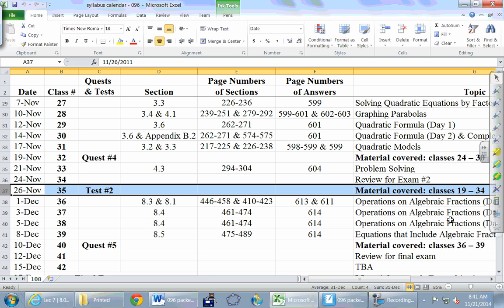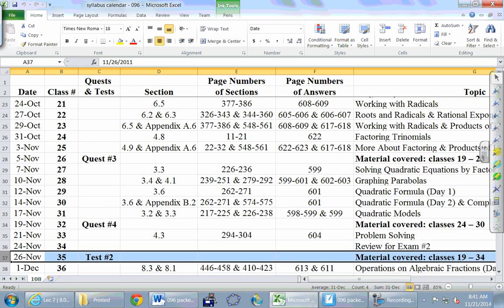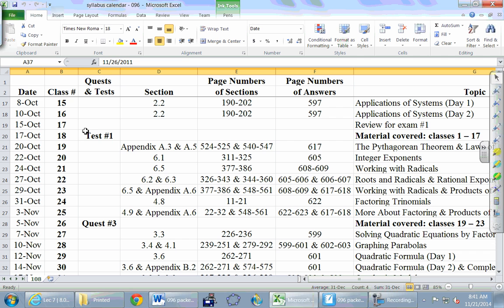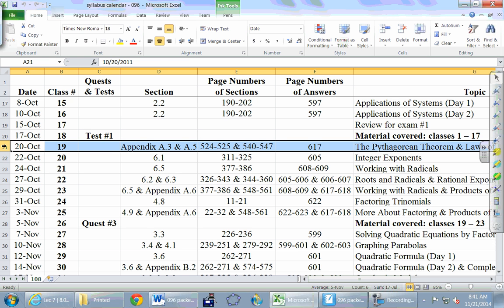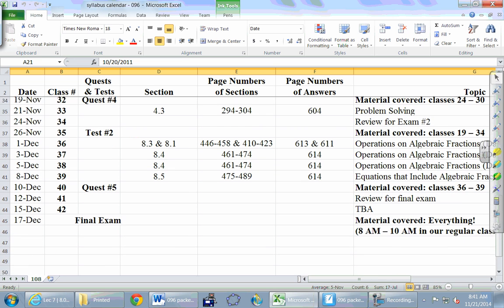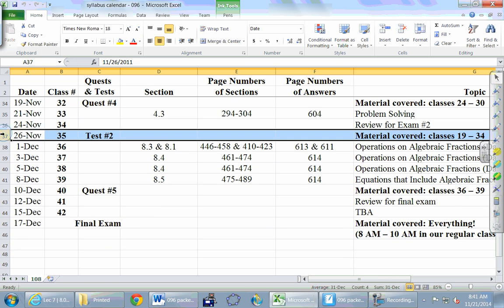So the test itself is on sections. The test is on classes 19 to 34, which means it is a lot more comprehensive than any of the quests. So class 19 is all the way back here. October 20th was the day after our first test. And so everything between then and now is fair game in terms of the test, okay? 19 to 34.